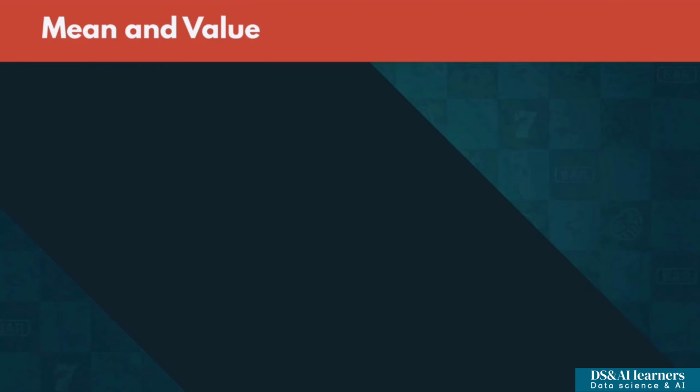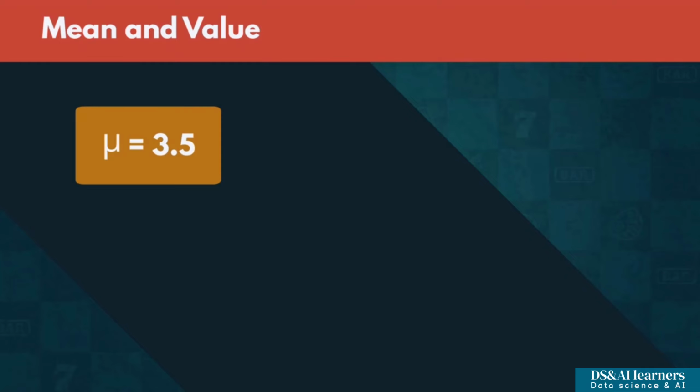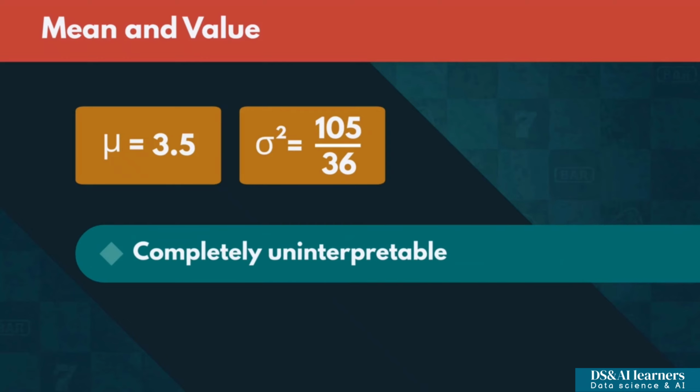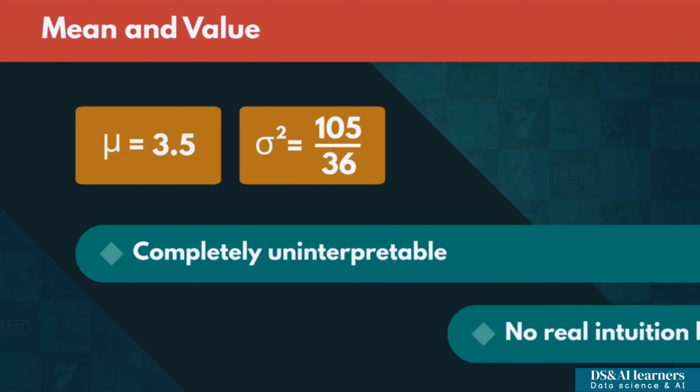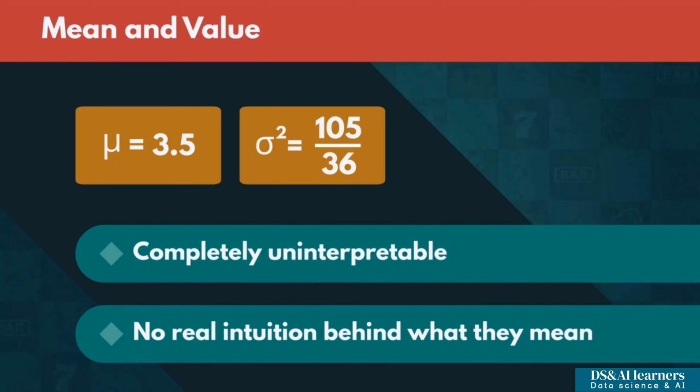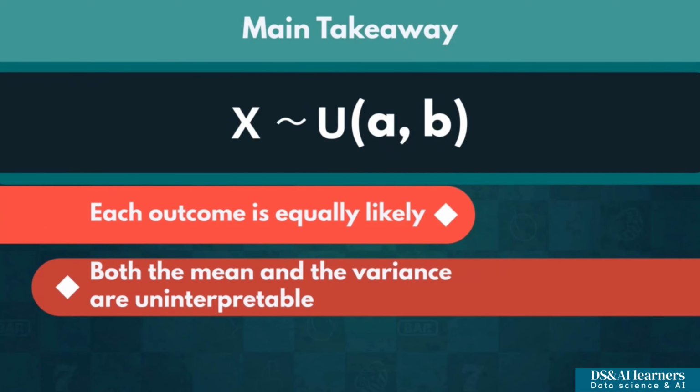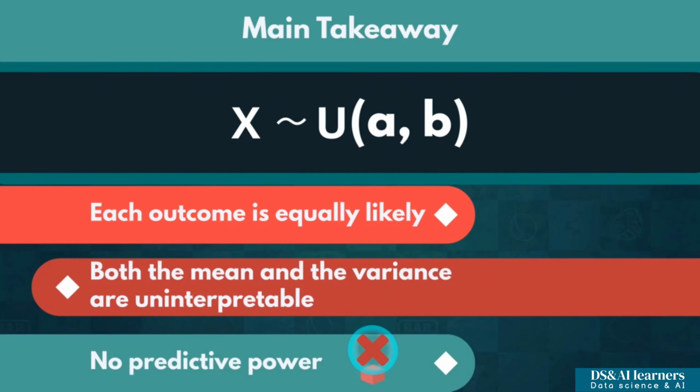We can still apply the formulas from earlier and get a mean of 3.5, and a variance of 105 over 36. These values, however, are completely uninterpretable, and there is no real intuition behind what they mean. The main takeaway is that when an event is following the uniform distribution, each outcome is equally likely. Therefore, both the mean and the variance are uninterpretable and possess no predictive power whatsoever.